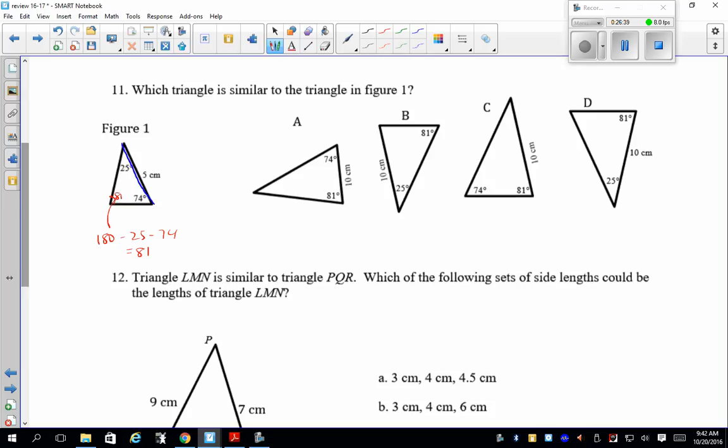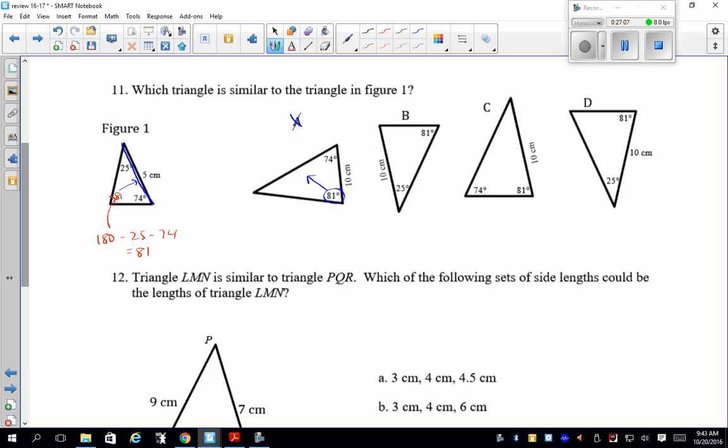The side is between the 25 and the 74, or if you want to think of it this way, the 5 is across from the 81. So the triangle that's similar needs to have the same position. The side has to be across from the 81. So in choice A, here's the 81. The side is not across from 81, it's next to 81, so A is not going to work.